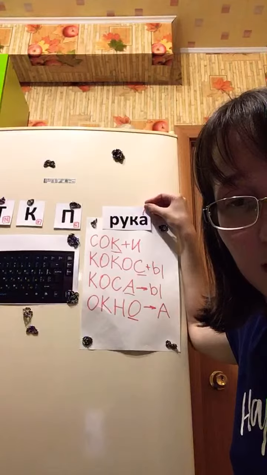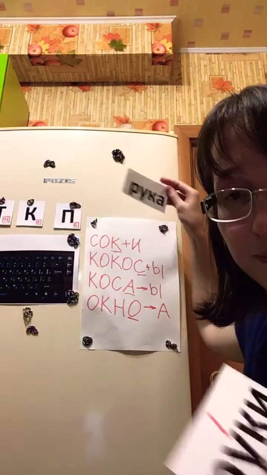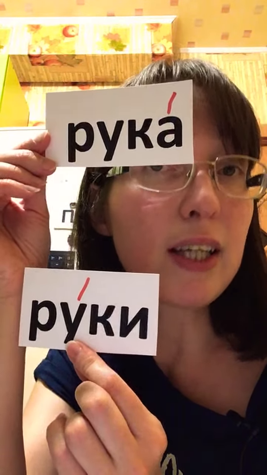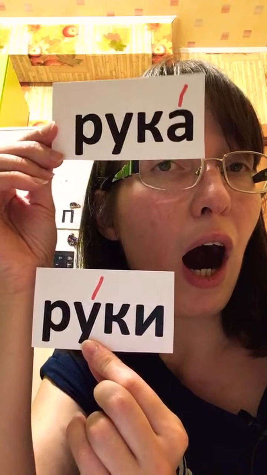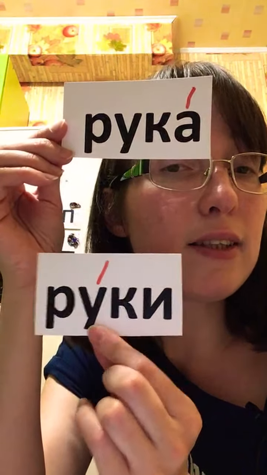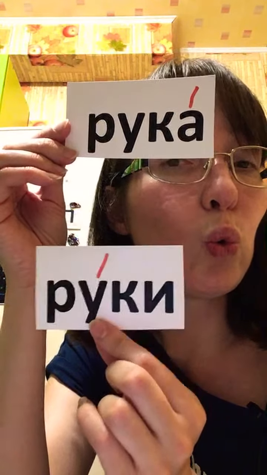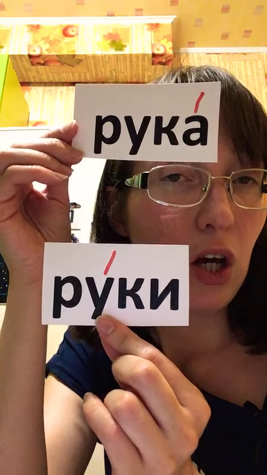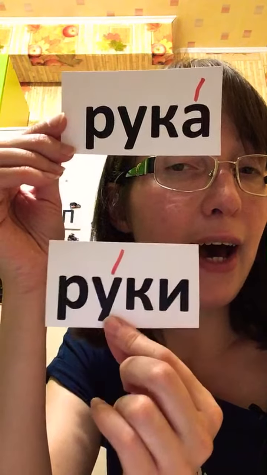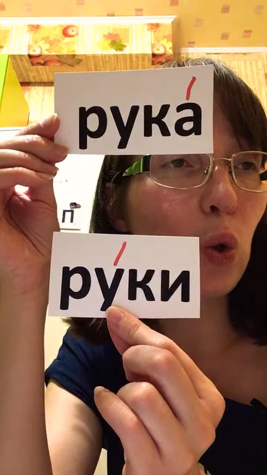Yes, it will be E. And the stressed vowel is different. Рука, I is stressed, a hand. Hands, руки, U becomes stressed. Рука, руки. A hand, hands.